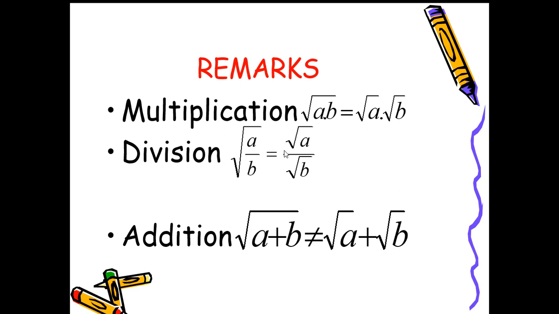So this is a very important remark. Radical A times B, I can do it as radical A times radical B. Radical A over B is radical A over radical B. And the last one, you need to be careful with because there is always a common mistake here. I cannot separate the radical when there is a plus, just for multiplication and division.